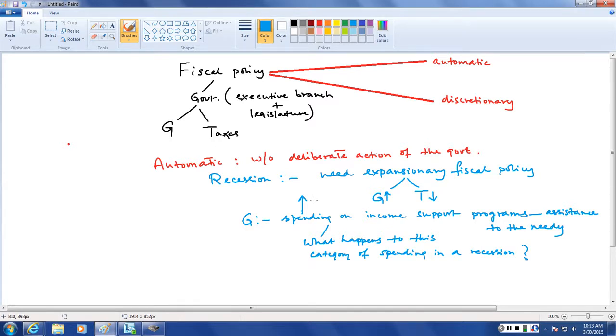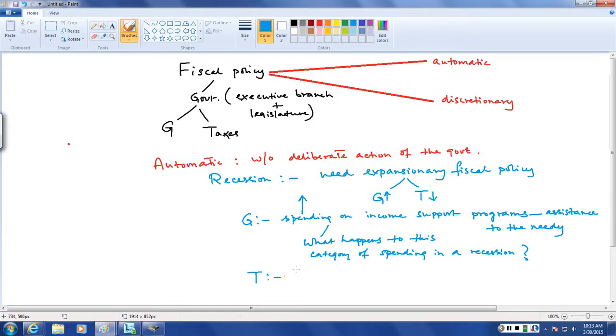Some of this happens on its own because more people become eligible for government assistance during recessions. And so government spending automatically rises. And this, in a sense, helps bring the economy out of recession. Now, this is something that the government didn't deliberately do. It just happened automatically. Is that correct? Okay, what about taxes?